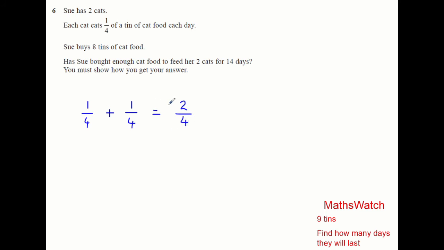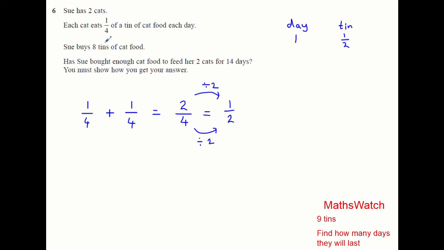1/4 plus 1/4 is 2/4, and if we simplify that fraction, you can see both numbers can be divided by 2. If we divide each of those by 2, the fraction will simplify to 1/2. So, Sue's 2 cats will eat a total of 1/2 of a tin of cat food each day. So if I have a look at the combination of days and the amount of tins of food eaten, one day will use 1/2 a tin.